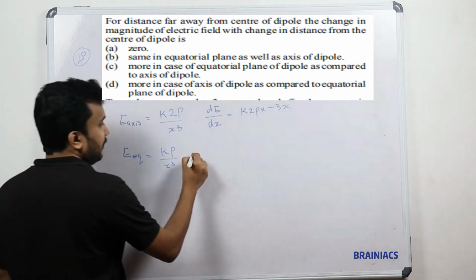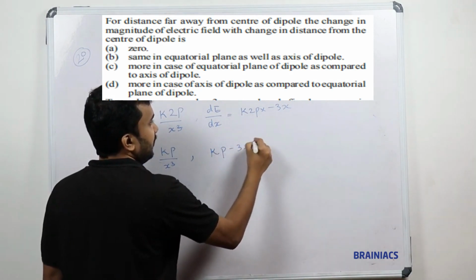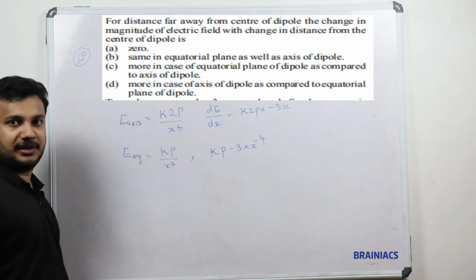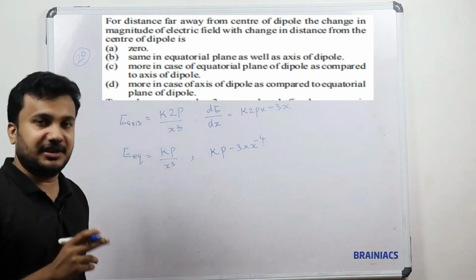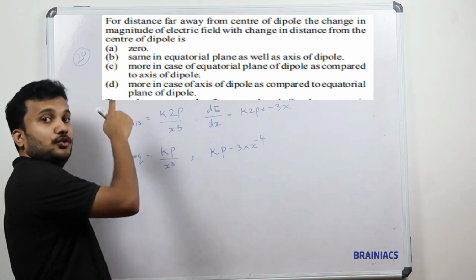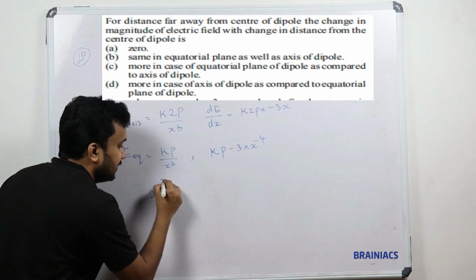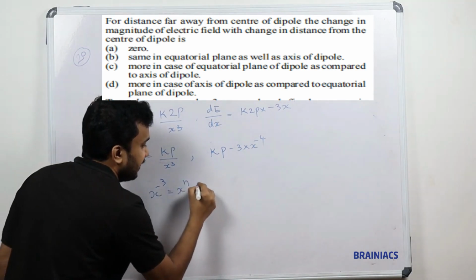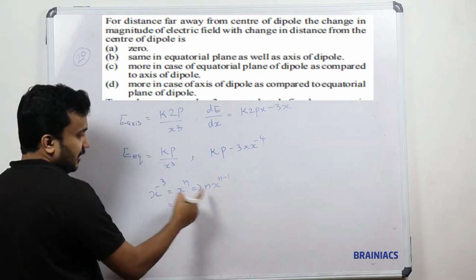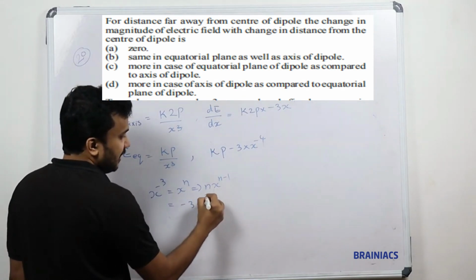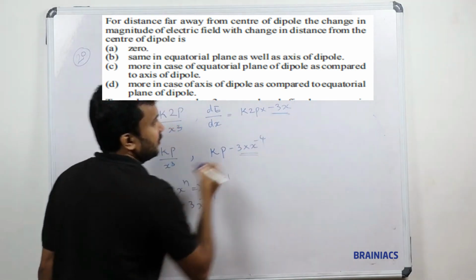Now if you differentiate the other one, what will come? Kp into minus 3 into x power minus 4. Taking x cube to the numerator, it becomes x power minus 3. So x power minus 3 is like x power n, and the derivative of x power n is n x raised to n minus 1. So here n x raised to n minus 1 means minus 3 x power minus 3 minus 1, that is minus 3 x power minus 4.